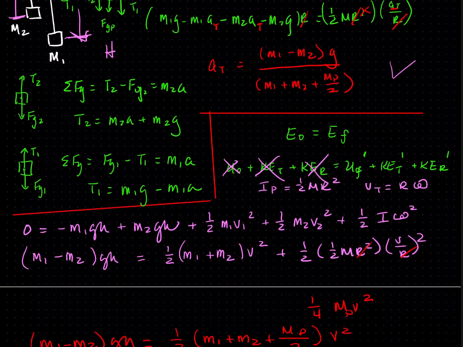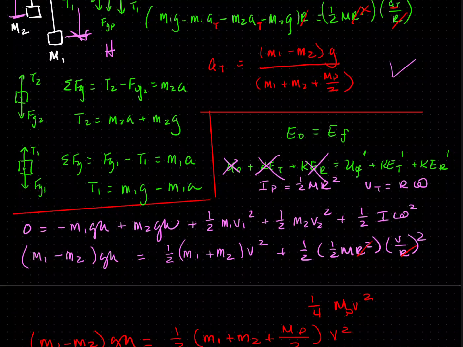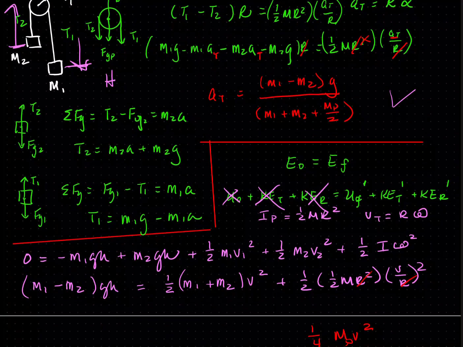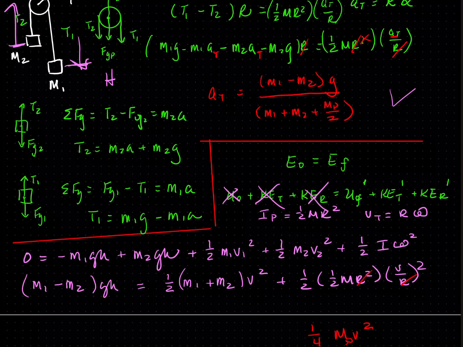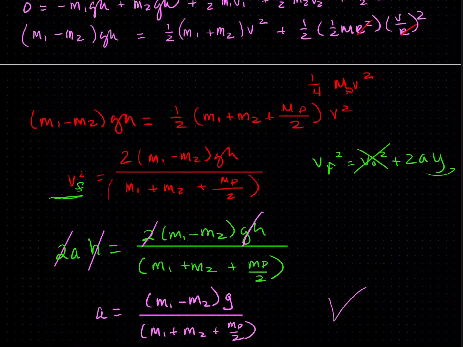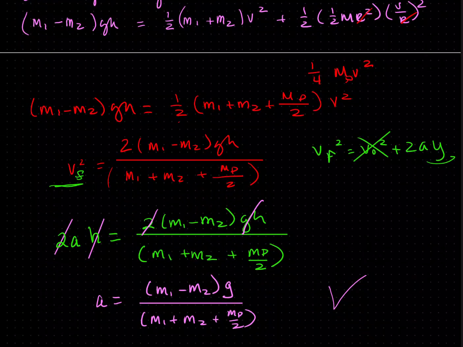Both methods are correct. The first one, you would have to write your torque equation, solve for tangential acceleration, and use kinematics if you need to find velocity. You could use the conservation of energy if you want. Either method works.